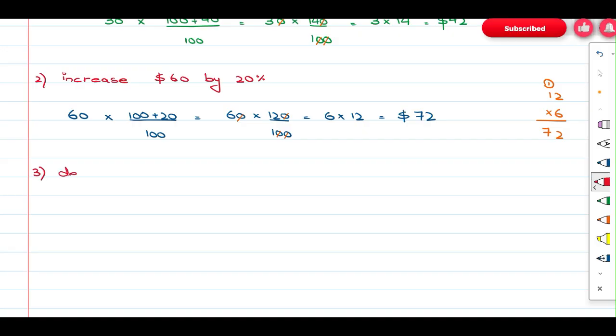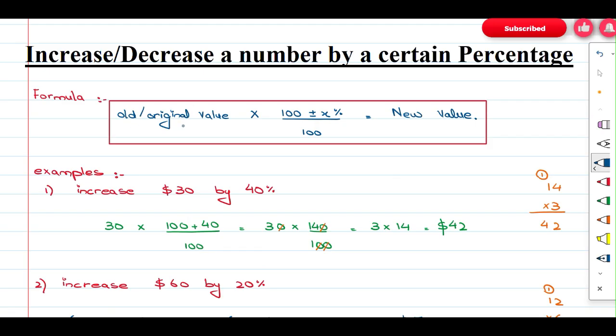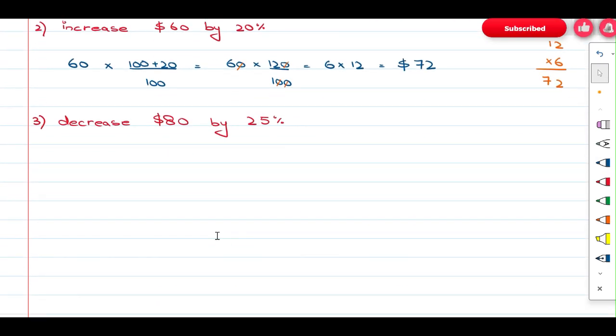If I have decrease $80 by 25%. The same thing: $80 is the old or original value, multiply 100. It is a decrease, so subtract some percent over 100, and you will get the new value. So 80 multiply 100 minus 25% divided by 100. So this is 80 times, from 100 if you take away 25, the answer is 75 over 100.